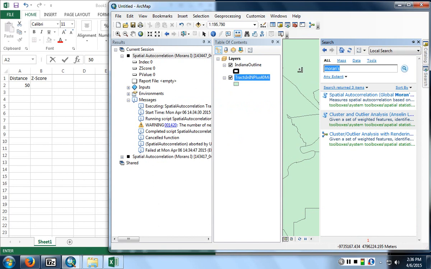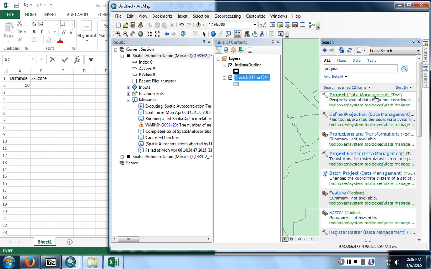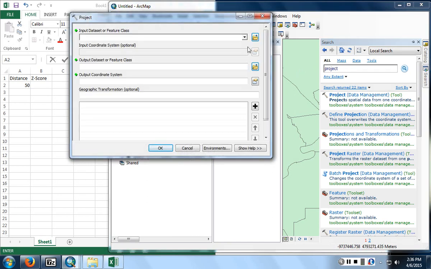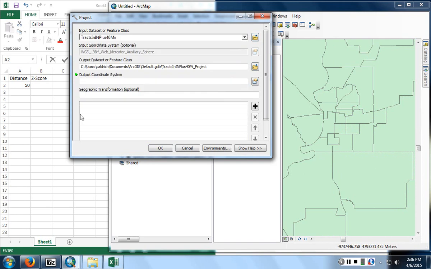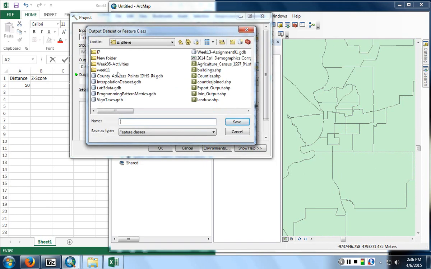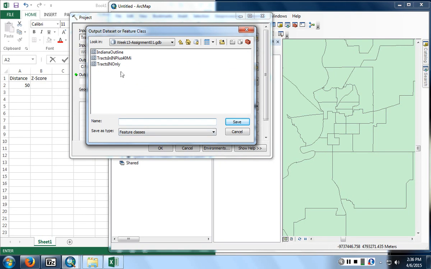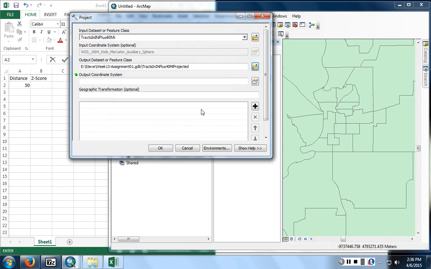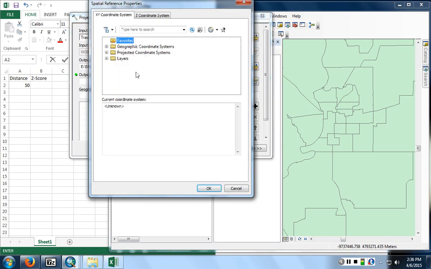So we want to project our data. We would go here to tracks Indiana. I'm going to save it to my same geodatabase, but have "projected" on the end. And then we have to pick a coordinate system. Do we want a geographic coordinate system or a projected one? We want a projected one. Geographic is going to be in degrees of latitude and longitude.